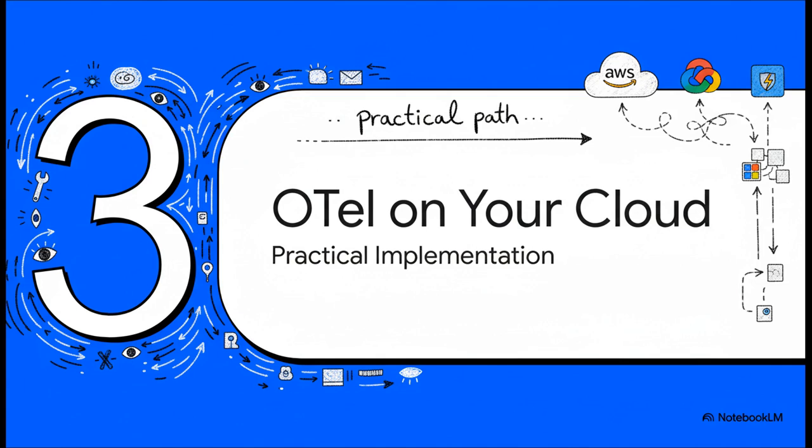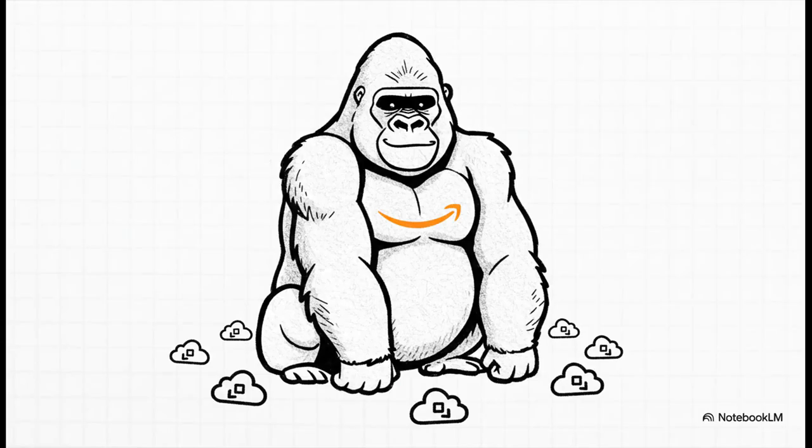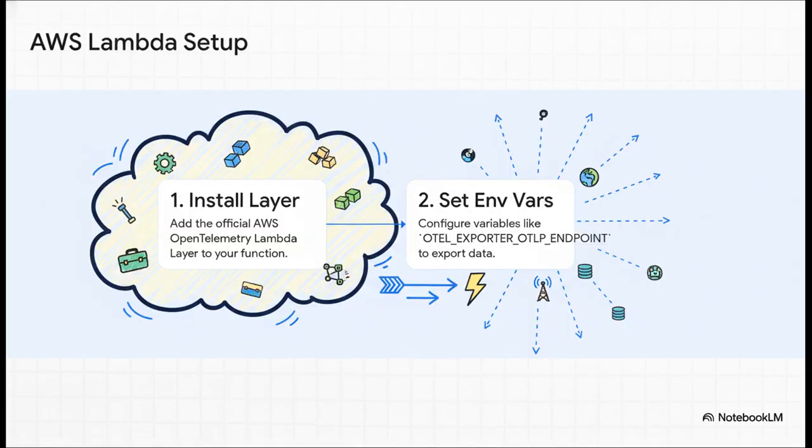Okay, the theory is cool and all, but let's get our hands dirty. How does this actually work in the real world, on the cloud platforms we're all using every day? And of course, we have to start with the big one, AWS Lambda. It's the platform most of us are on, so let's see how they handle it. Spoiler, it's surprisingly easy. And I'm not kidding, it really is just 2 main steps. First, you add the official OTel Lambda layer. Think of it like a pre-built package of everything you need. Second, you just set a couple of environment variables to tell the function where to send its data.